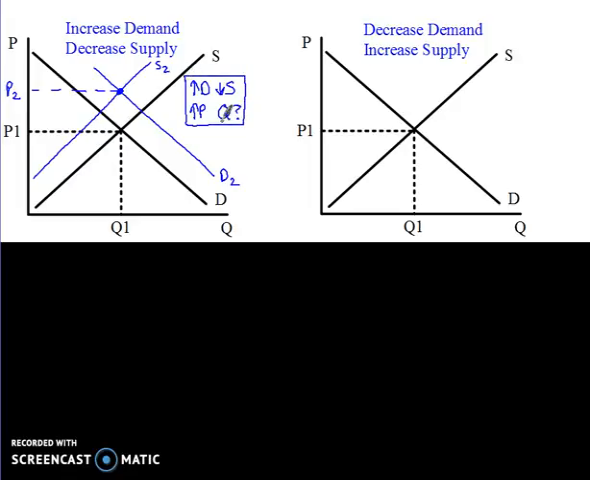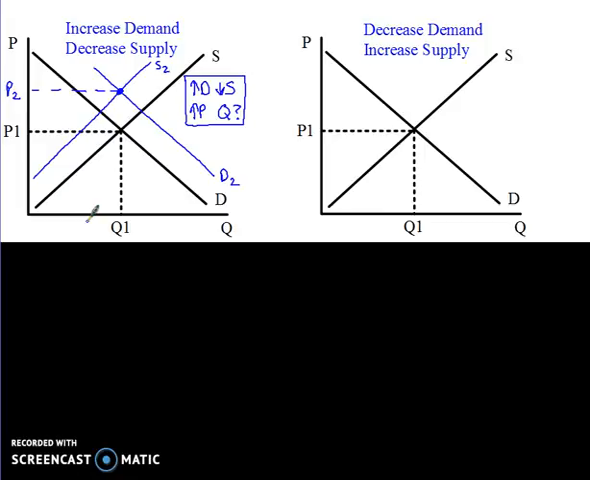Quantity is indeterminate. That means I really don't know whether quantity is going to go up or down. It depends on the magnitude of these shifts. How far does demand shift? How far does supply shift? Now, no matter what, price is going to go up. But quantity is going to be indeterminate. And you really just need to practice drawing that and playing with it a little bit until you get it. It's a really important concept, and you're going to deal with it on quizzes and on tests. So you really got to pay attention to it. And you'll get it after you do a couple.